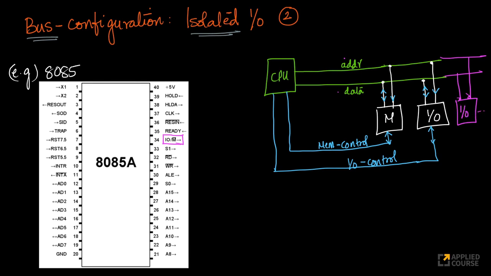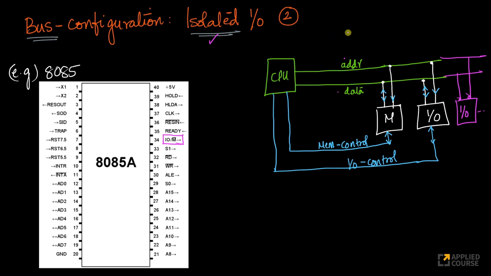So the same address is given to both your memory and IO devices. The same data lines are connected both to your main memory and to your IO devices. The difference here is it's called isolated IO because the control signals are different for the main memory and the control signals are different for the IO. Right? So now let's see what happens.